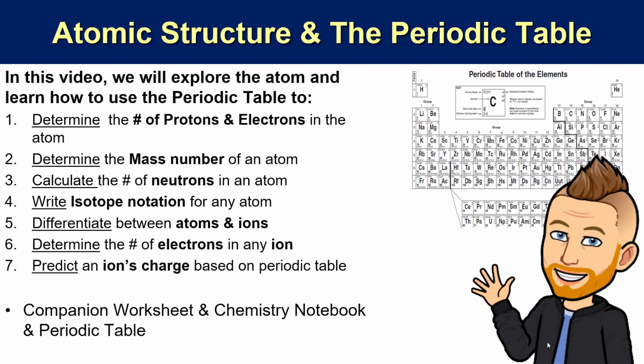We're going to learn how to determine the number of protons and electrons in an atom, determine its mass number, calculate the number of neutrons, write some isotope notation, differentiate between atoms and ions, determine the number of electrons in any ion, and predict an ion's charge using the periodic table.